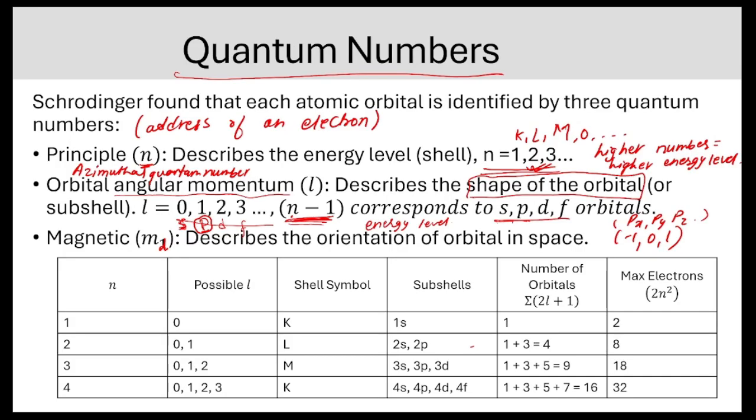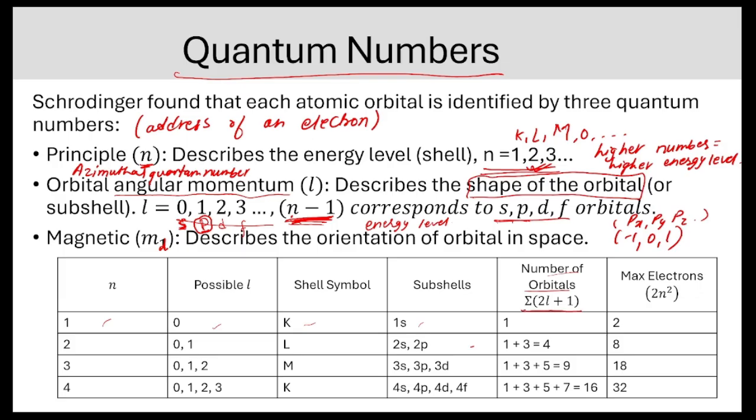And we can see all the possible numbers of each quantum number. For energy level 1, the possible angular momentum is 0, and the shell symbol is written as K. In this subshell we only have S subshell, given by this equation, and then the number of orbitals is calculated using this equation.